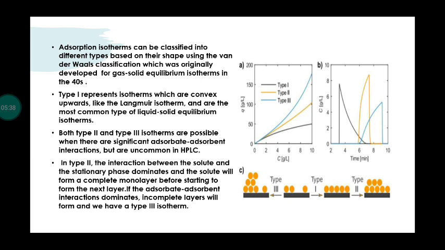Type 1 represents isotherms which are convex upward like the Langmuir isotherm and are the most common type of liquid-solid equilibrium isotherm. Both type 2 and type 3 isotherms are possible when there is significant adsorbent interaction. In type 2, the interaction between the solute and the stationary phase dominates and the solute will form a complete monolayer before starting to form the next layer. If the adsorbent interaction dominates, an incomplete layer will form and we have a type 3 isotherm.